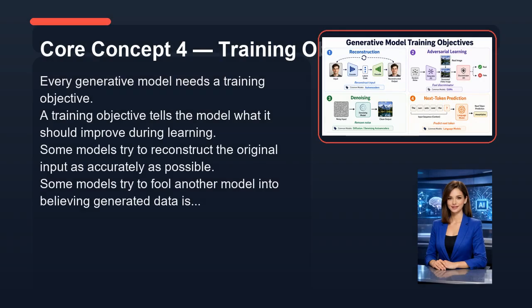Now let's look at core concept 4, training objective. Every generative model needs a training objective. A training objective tells the model what it should improve during learning. Some models try to reconstruct the original input as accurately as possible. Some models try to fool another model into believing generated data is real. Some models learn by gradually removing noise from data. Some models learn to predict the next word, token, pixel, or signal. Different training objectives lead to different generative model architectures.